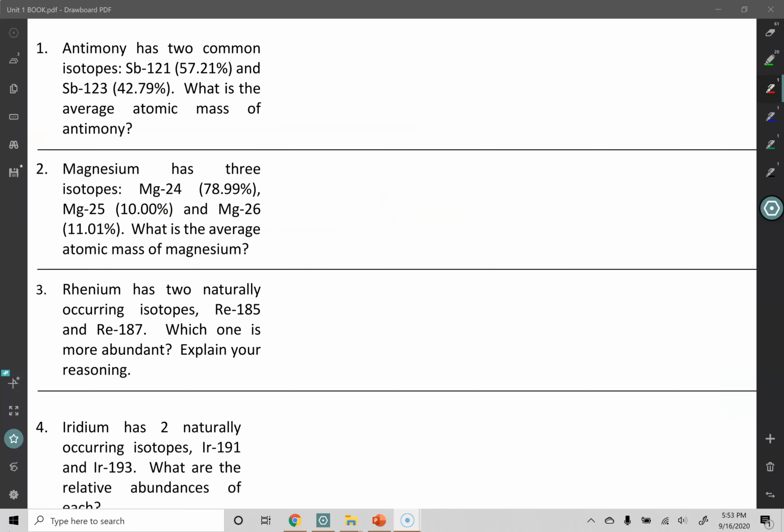Okay, here we are with the practice problems. I'm going to do one that's slightly more complicated than what we just did. Let's go ahead and look at question 2 in the practice problems. Magnesium has 3 isotopes. You're given information about the mass and relative abundance, and you're asked to find the average atomic mass of magnesium.